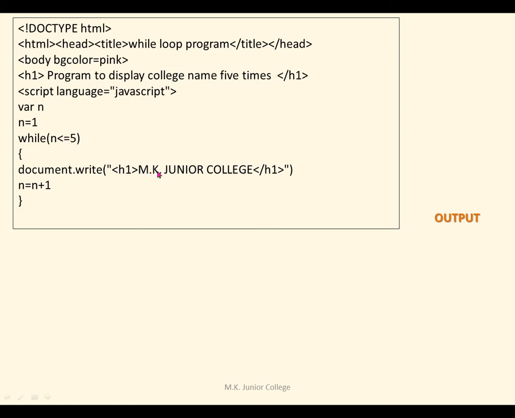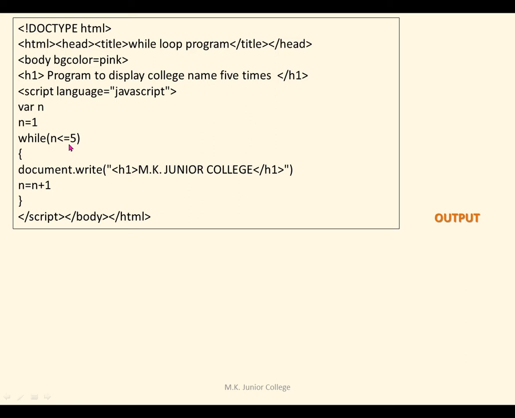You are printing your college name the 5th time, then again you are increasing your counter, 5 plus 1, that is 6. So here you are checking, 6 is less than or equal to 5, no. So your condition will become false, and the flow of control will come over here. So it will come out from this loop and directly come to the closing script, body and HTML tags. So this way you can execute this particular single statement 5 times.